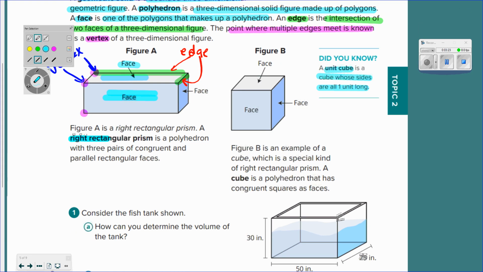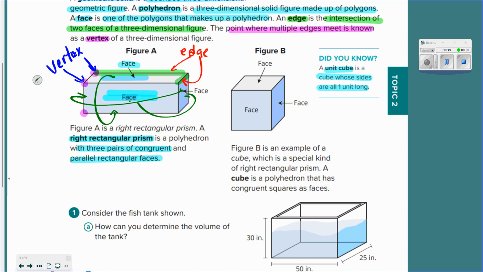We also have a couple special ones. A right rectangular prism is a polyhedron with 3 pairs of congruent and parallel rectangular faces. The reason it says 3 pairs is that whatever this face is, the one on the back side is going to be exactly the same. This side is the exact same as this side. This one is going to be the exact same as this one. So they're all going to be identical.